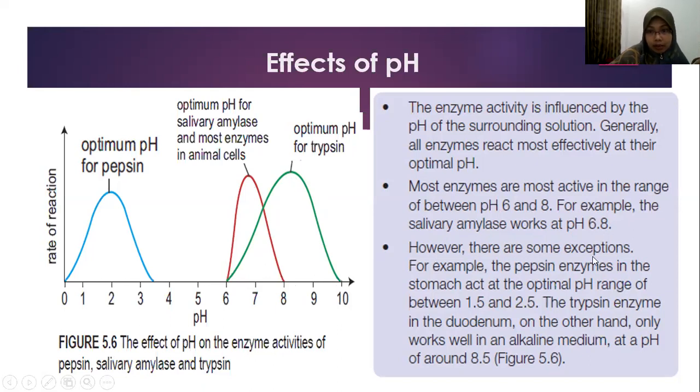However, there are some exceptions. For example, pepsin in our stomach acts at an optimal pH range of between 1.5 and 2.5. So this is the acidic pH. The trypsin enzyme in our duodenum, on the other hand, only works well in alkaline medium, for example 8.5. So that's why pH will affect their activities, because certain enzymes have their own pH value.